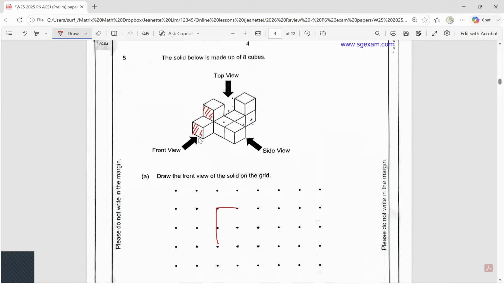Use a ruler for this. Then next to the two squares, you have this one here, and then above it, another one. So another two. Then lastly, there is one in the first row. So this is what you should have.